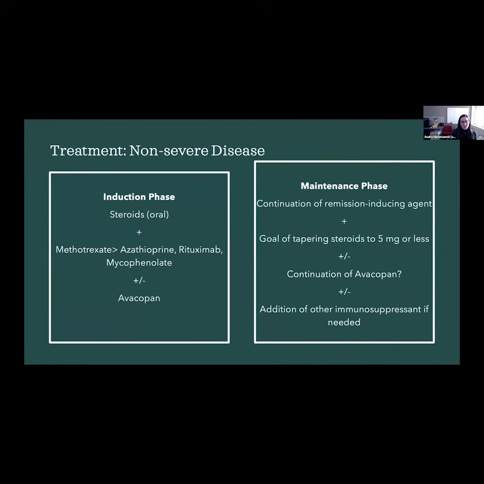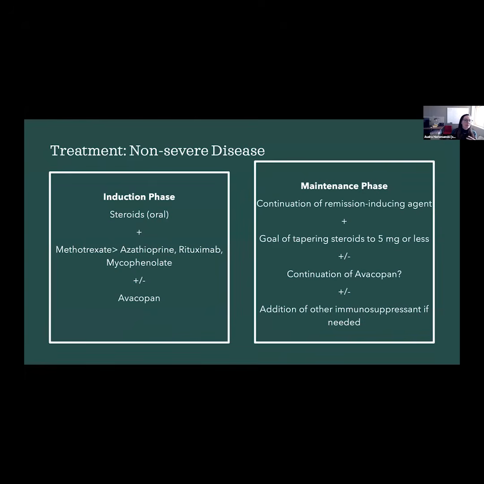Okay, so moving on to the treatment of non-severe disease. This is going to look kind of similar to the treatment of severe disease with a couple of caveats. So for induction phase, most people with non-severe disease don't need IV steroids, so they'll just get oral steroids on a taper, so starting at a higher dose and then going to a lower dose.